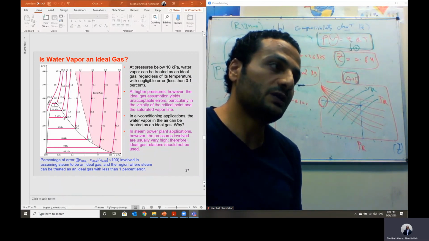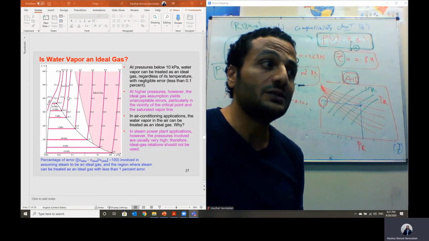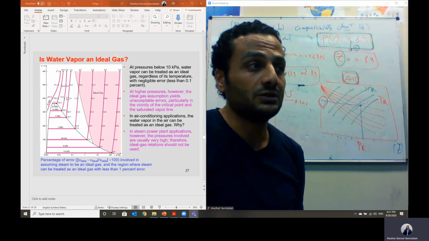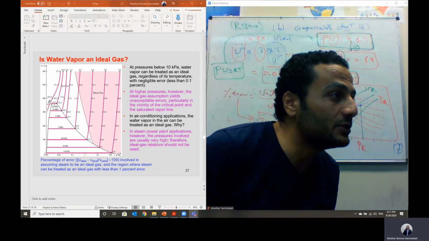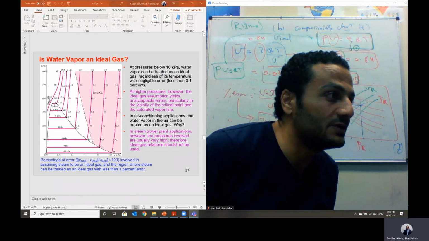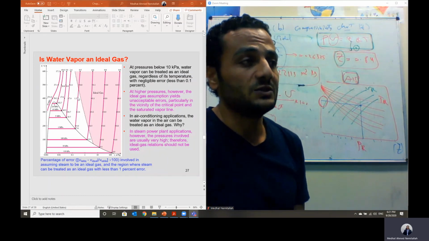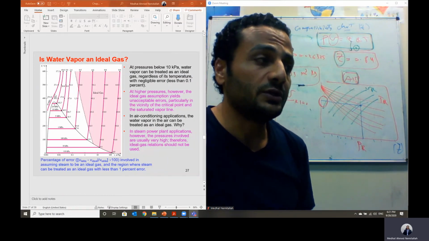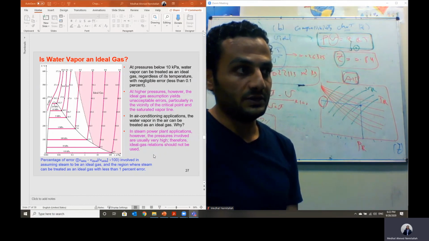But when we are close to the critical pressure, as the pressure gets higher, the error in calculating the volume gets high. You can see here, close to the critical pressure, the error is equal to 271 something. So the error gets very high in calculating the specific volume if the pressure is close to the critical value.